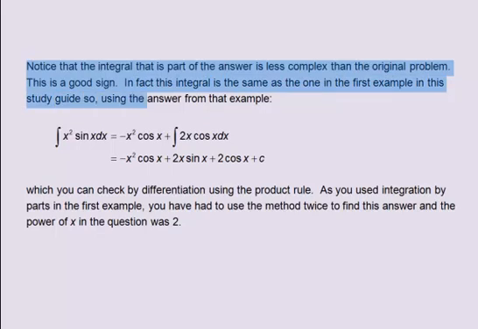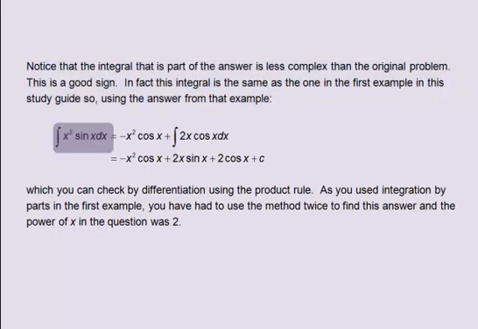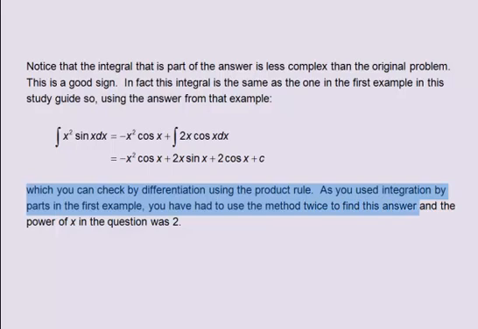So, using the answer from that example, the integral of x squared sine x with respect to x equals minus x squared cos x plus the integral of 2x cos x with respect to x. This equals minus x squared cos x, which is the first part of the integral above, plus 2x sin x plus 2 cos x plus c, which is the answer to the integral of 2x cos x dx. You can check this by differentiation using the product rule. As you used integration by parts in the first example, you have had to use the method twice to find the answer, and the power of x in question was 2.